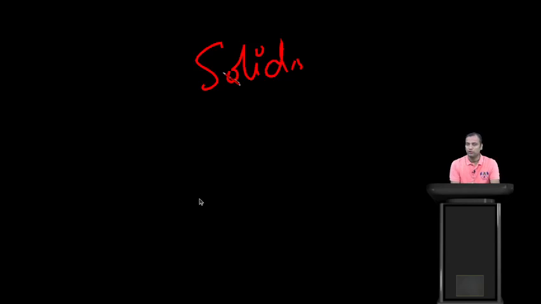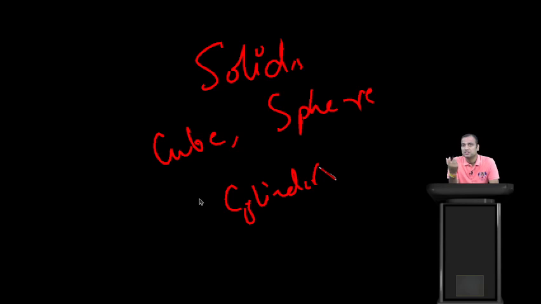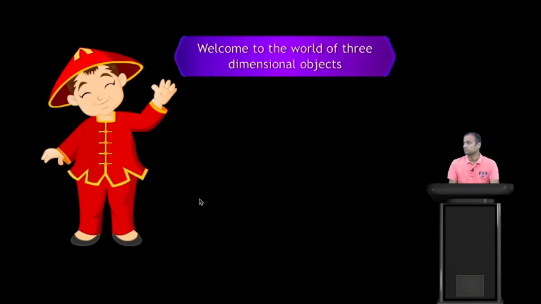Can you name some solids? Yes, very good. For example, cube, sphere, cylinder, and many more. So today we will learn about these solids and how to find their volume and area. So let's start. Welcome to the world of three-dimensional objects. You already know that there are two kinds of objects: one is called 2D objects and another is 3D objects.